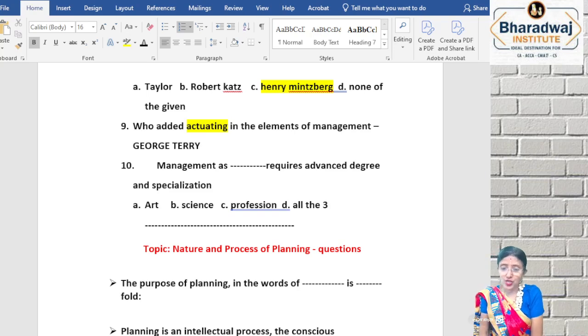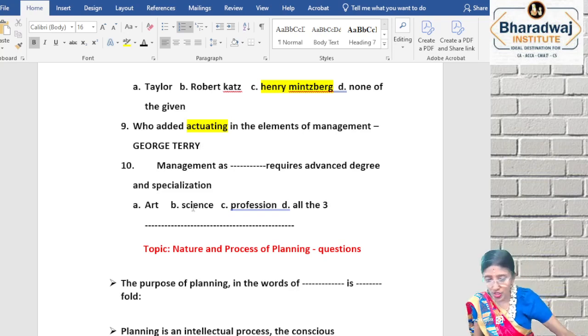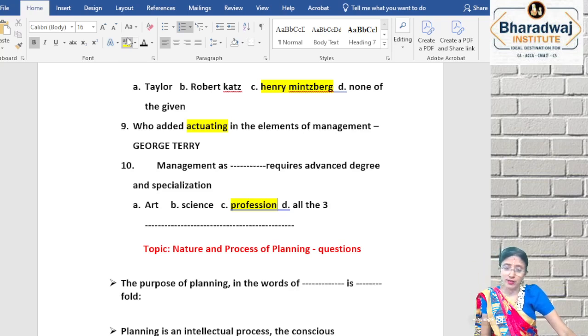Management as dash requires an advanced degree in specialization. Art, science, profession, all the three? Profession, perfect answer. People will write all the three, which is wrong. Profession requires only specialization. You're a professional. Are you clear now?